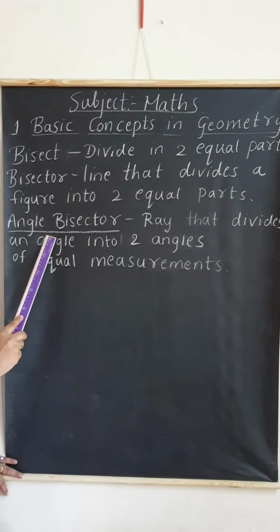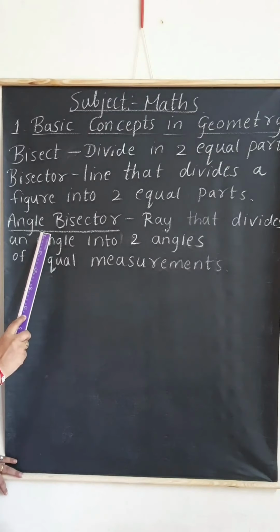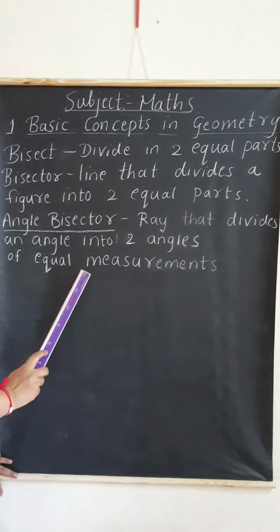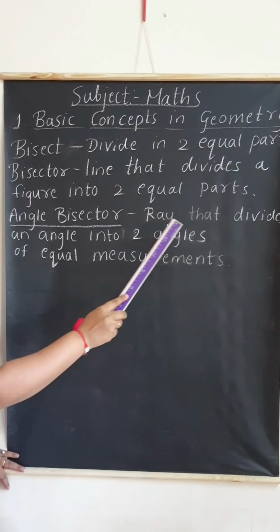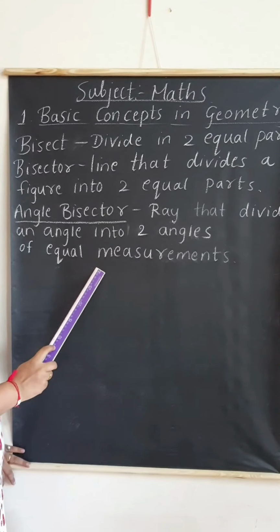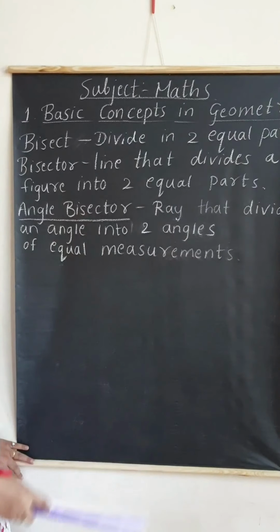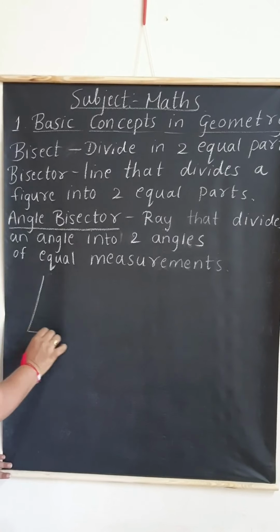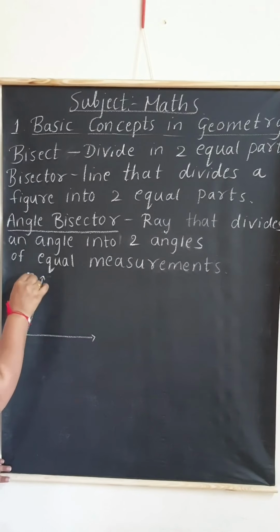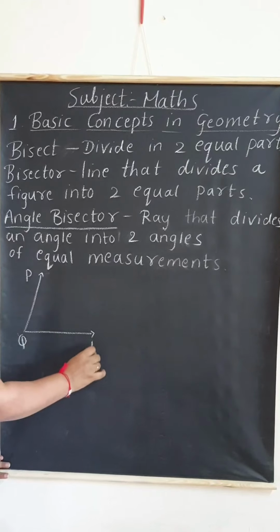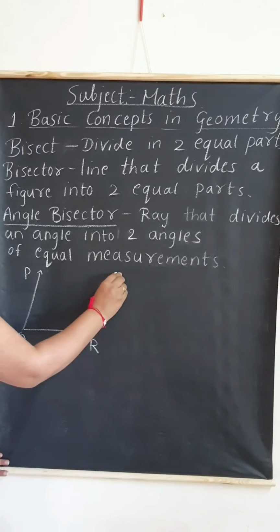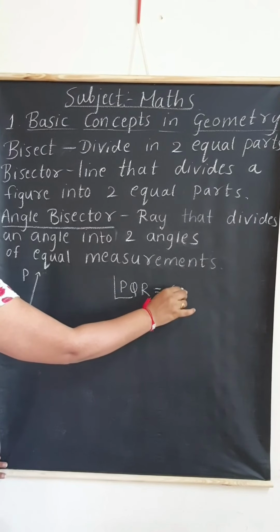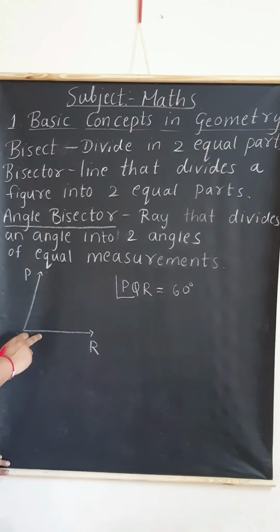But today we are going to study about angle bisector. What is angle bisector? It is a ray that divides an angle into two angles of equal measurements. A ray that divides an angle into two angles of equal measurements is called angle bisector. Let us understand how it is. For example, consider an angle PQR. Suppose the measurement of angle PQR is 60 degree. I want to bisect this angle.